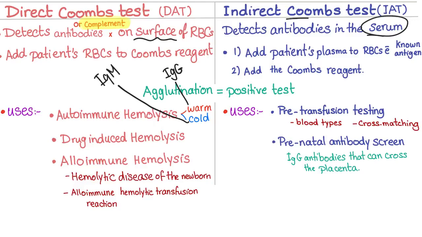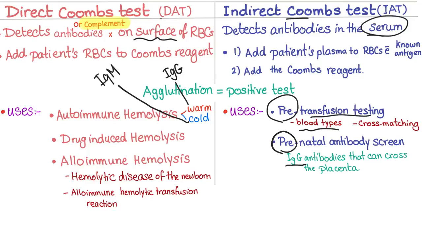Indirect Coombs test, we are using it in pre-transfusion testing, such as for blood typing as well as cross-matching. Also, prenatal antibody screen to detect IgG antibodies that can cross the placenta and cause hemolytic disease of the newborn.